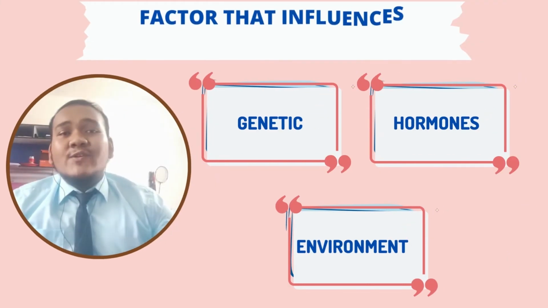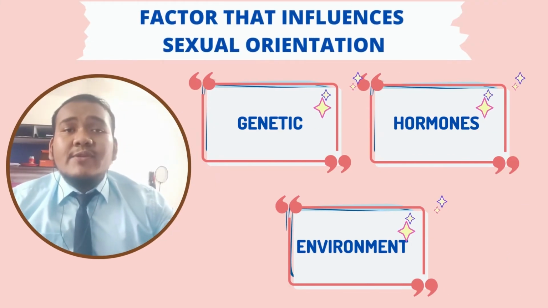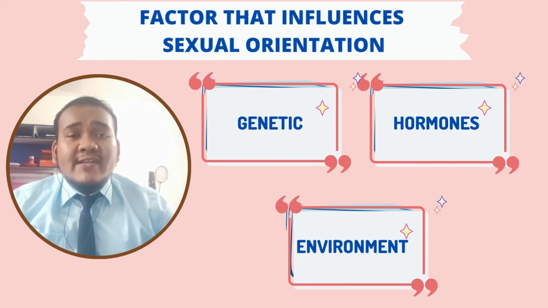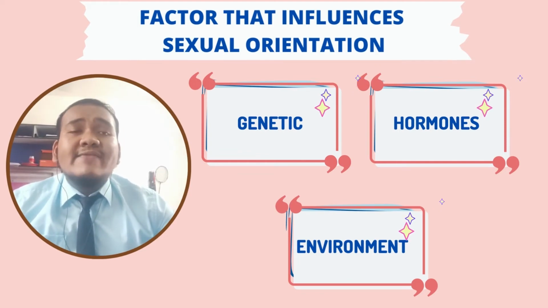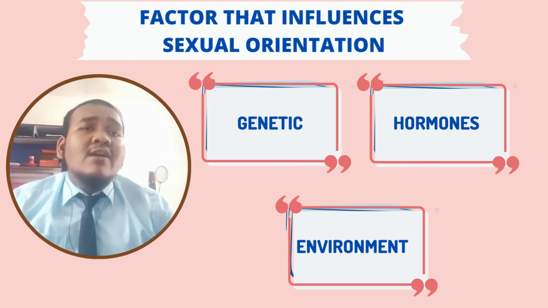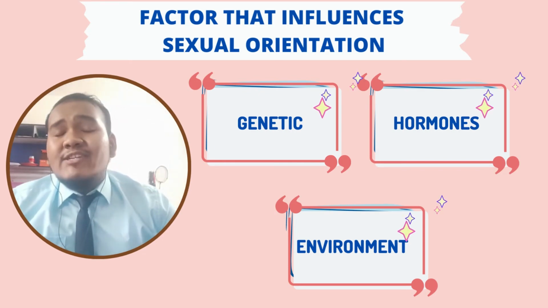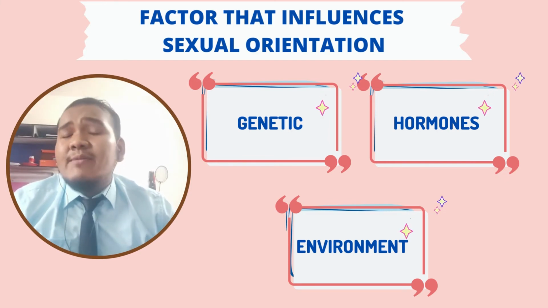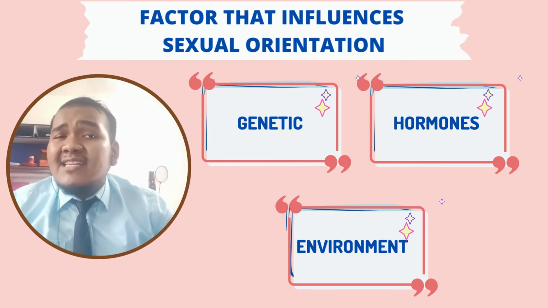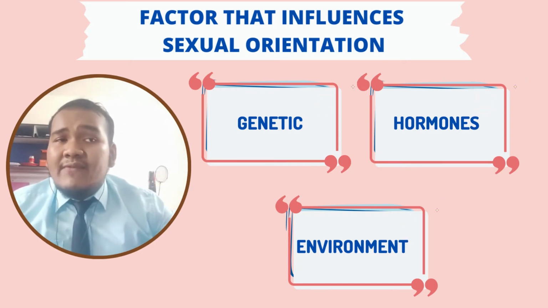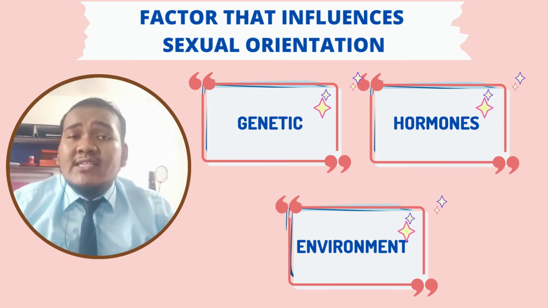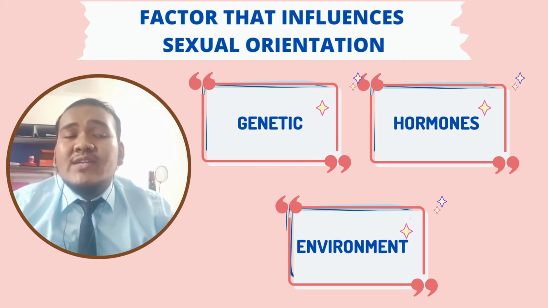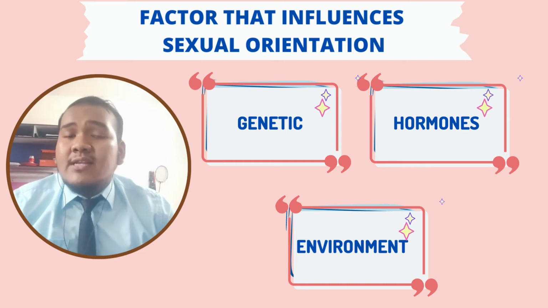Okay, now let's go to the final point for my topic, which is environment: how the environment can influence or affect some individuals' sexual orientation. Okay, let me explain. The sexual orientation of individuals is commonly said to be linked to their environment or lifestyle. But there is a study that proves that the social environment and parents' sexual orientation will not have a huge influence or impact on children's sexual orientation when they become adults later on.